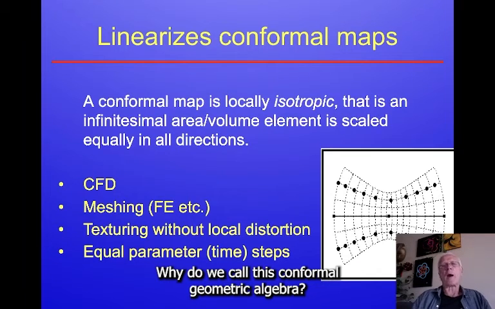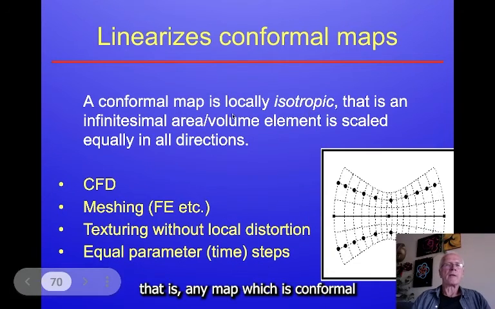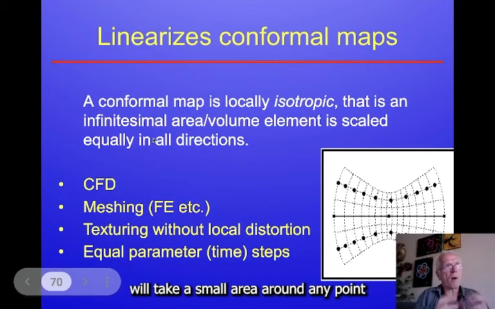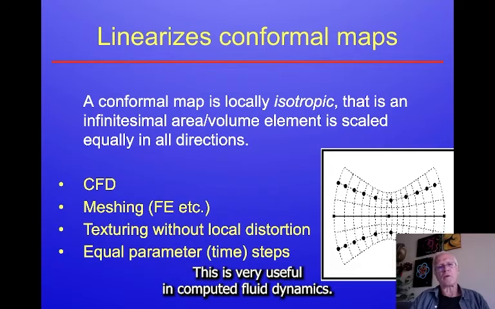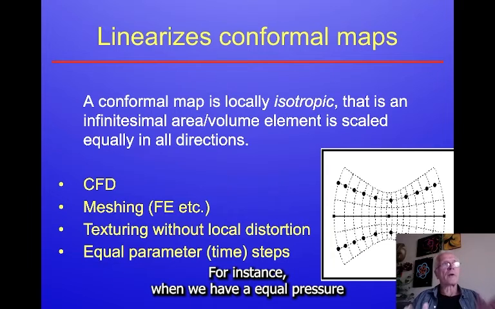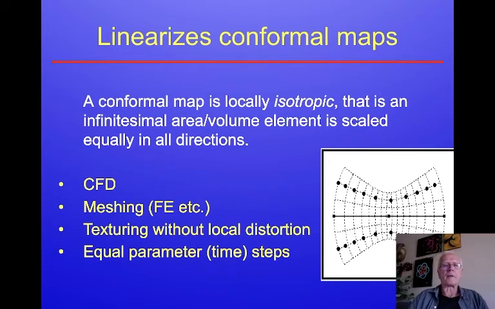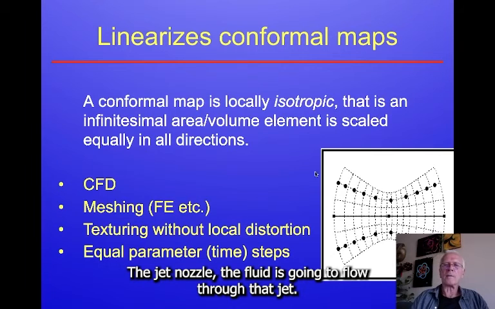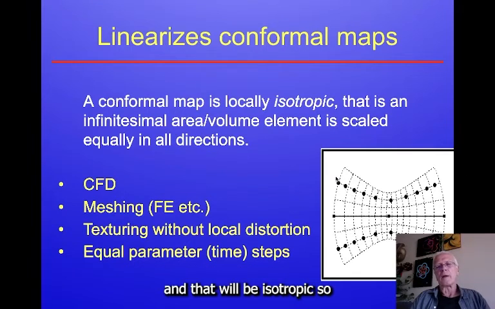So, conformal maps. Why do we call this conformal geometric algebra? Recall that a conformal map is locally isotropic. That is, any map which is conformal will take a small area around any point and scale it equally in all directions. This is very useful in computational fluid dynamics, for instance. When we have an equal pressure liquid, it's going to map into different shapes conformally, that is, isotropically. We see that here. It's a jet nozzle. The fluid is going to flow through that jet nozzle under pressure if it's an ideal fluid, and it will be isotropic. So in fluid dynamics, conformal maps are ubiquitous.